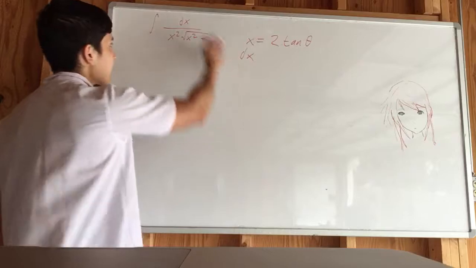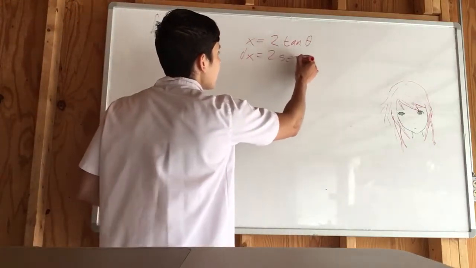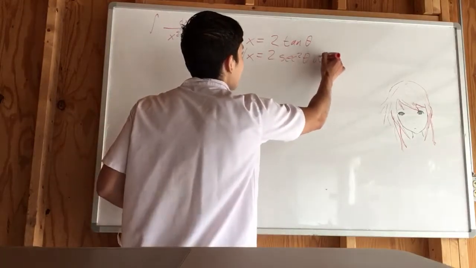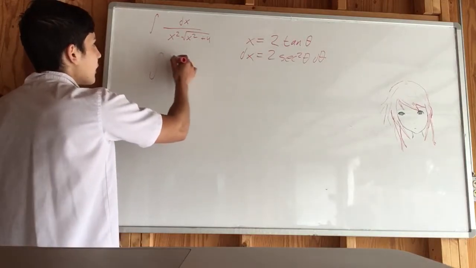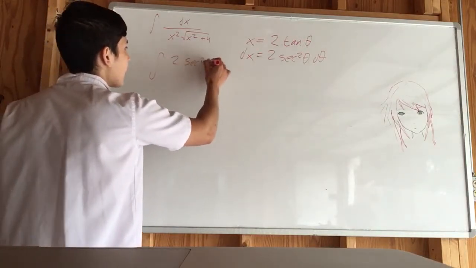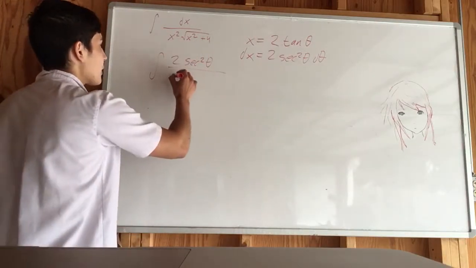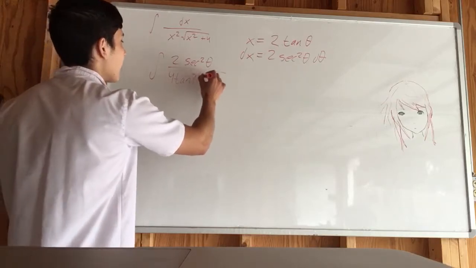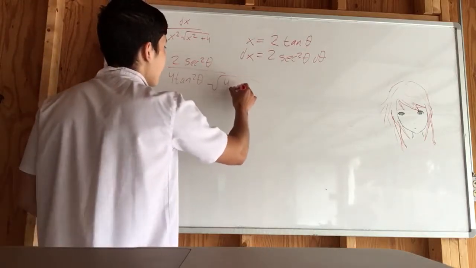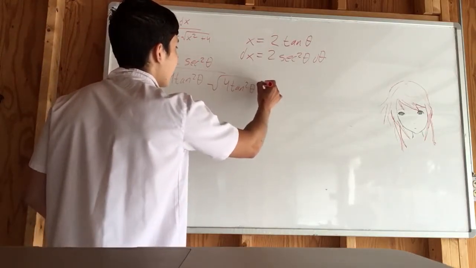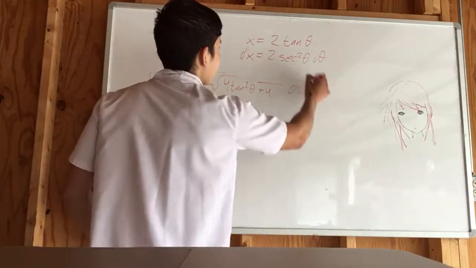Now we need the derivative, because if we're going to make the back substitution, then we need the derivative. So 2 secant squared of theta d theta. Now we can make this back substitution. We have the integral of 2 secant squared theta over, and here we're squaring x. So that's 4 tangent squared of theta. We're also squaring x here, so that's also 4 tangent squared of theta plus 4, and the d theta from here.